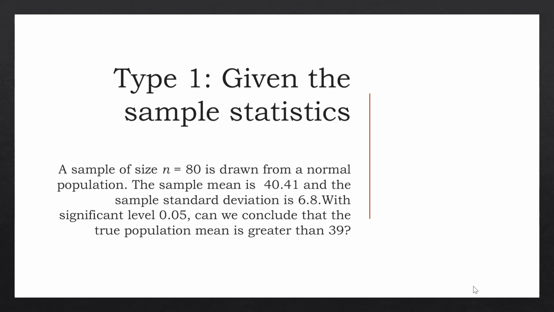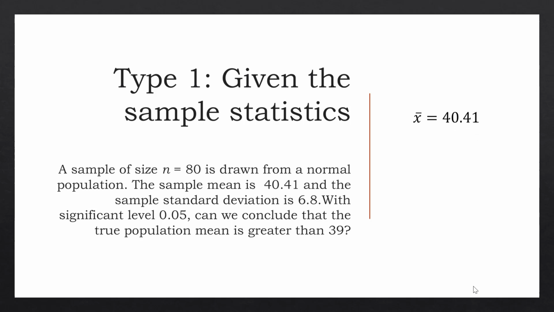So now let's take a look at the first type. A sample of size n equal to 80 is drawn from a normal population. The sample mean is 40.41. The sample standard deviation is 6.8. With significance level 0.05, can we conclude that the true population mean is greater than 39?